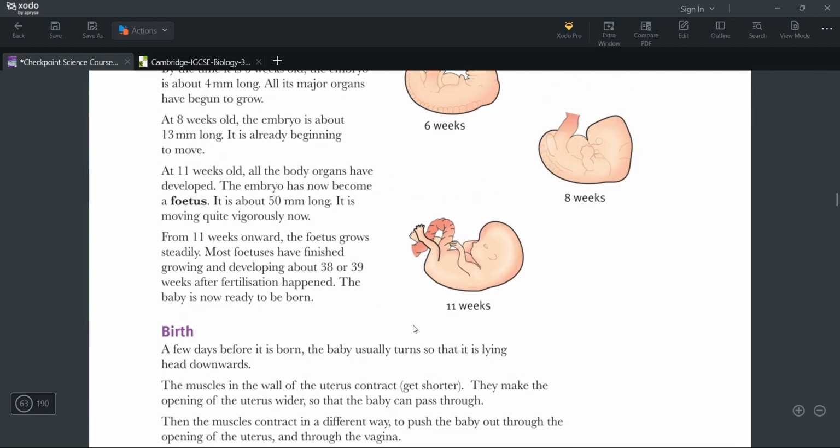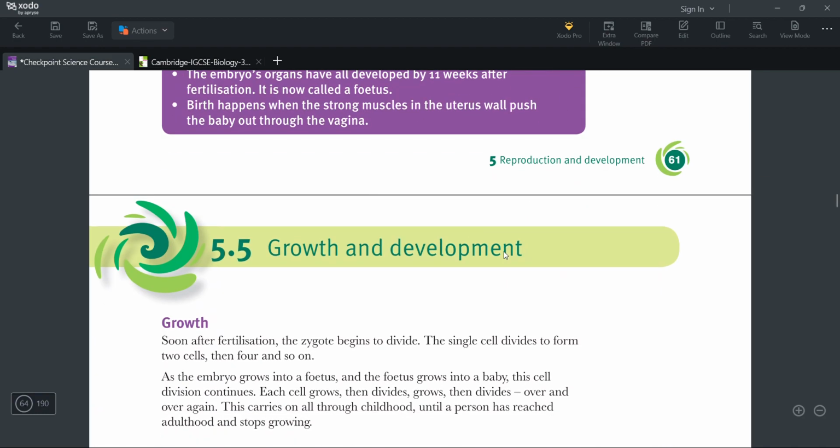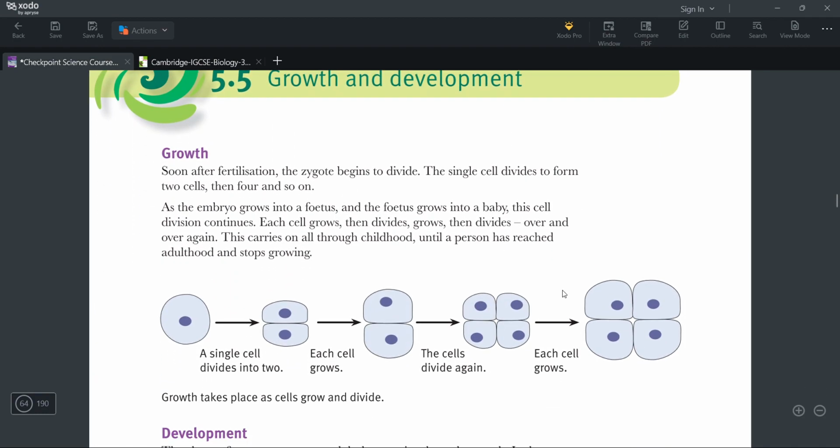All of these things have been answered. I've just read through them. Growth and development. Soon after fertilization, the zygote begins to divide. The single cells divide to form 2 cells, and then 4 cells, like is being described here, and so on. As the baby grows into a fetus and the fetus grows into a baby, the cell division continues. Each cell grows, then divides, grows, then divides, over and over again.